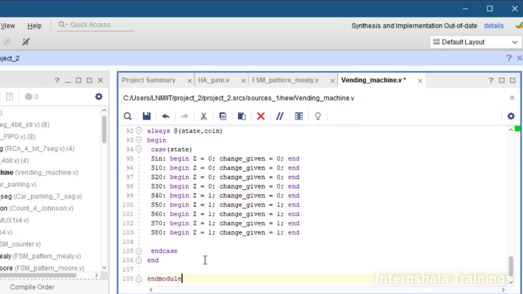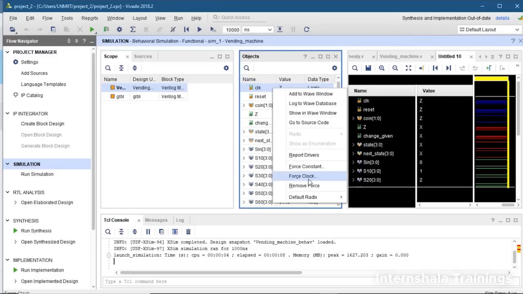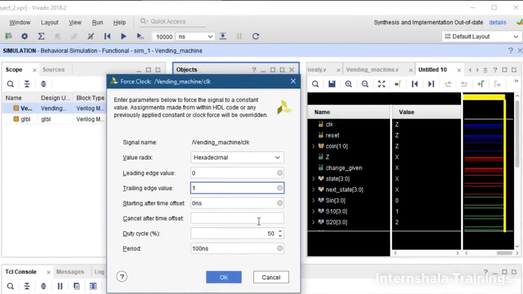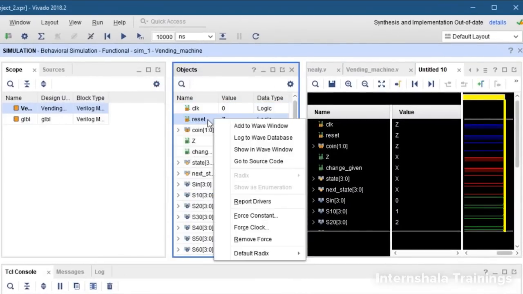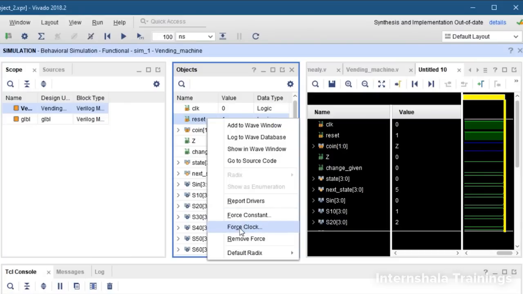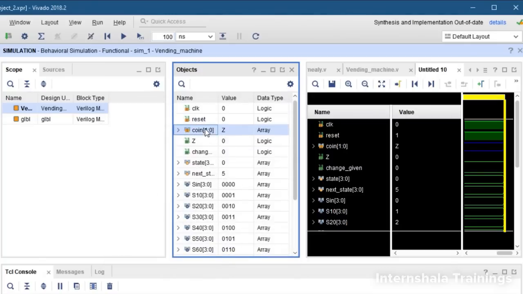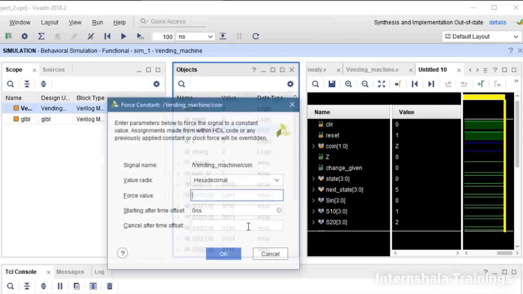Now let us simulate and test it. The simulation environment is ready. First of all, we define our clock, and we set reset to 1 and run it for 1 clock cycle, that is 100 nanoseconds. Now we can see that the outputs all have some finite value. After that, we set our reset to 0. We don't need it anymore. And now we can start giving the values of coin.